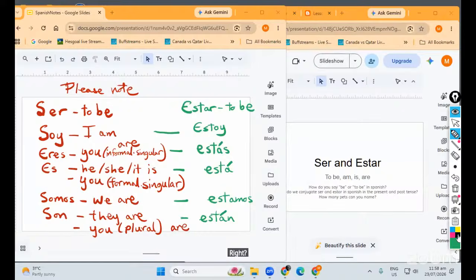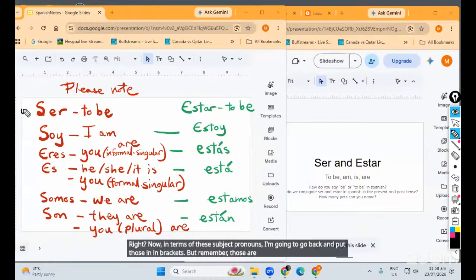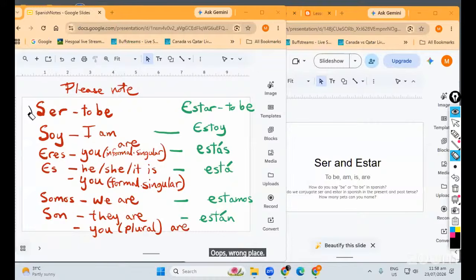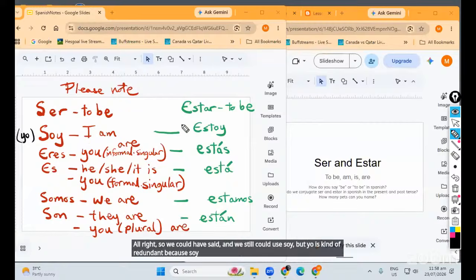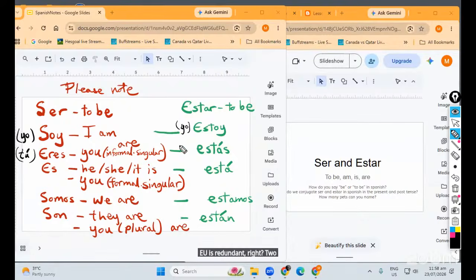Now, in terms of the subject pronouns, I'm going to go back and put those in brackets. But remember, those are often optional. So we could have said, and we still could, yo soy. But yo is kind of redundant because soy automatically means I am. We could say yo estoy. Yo is redundant, right? Tú eres. Tú estás, right?